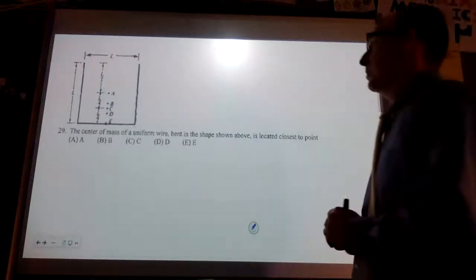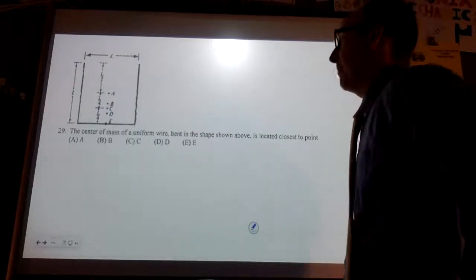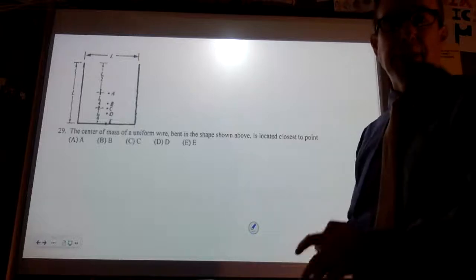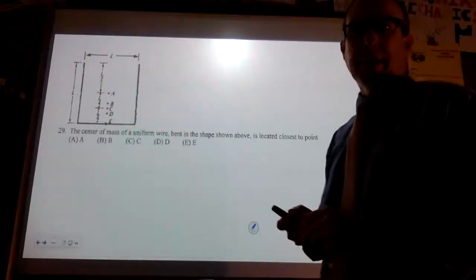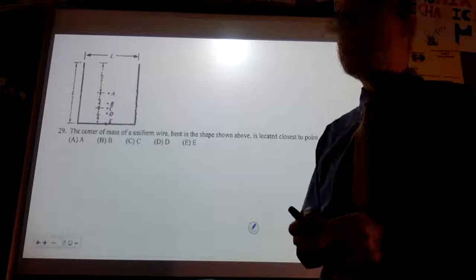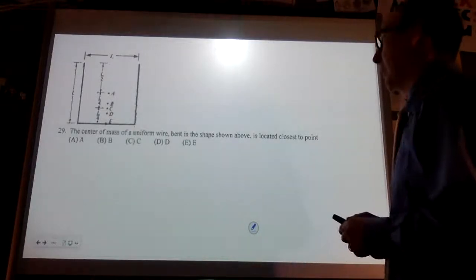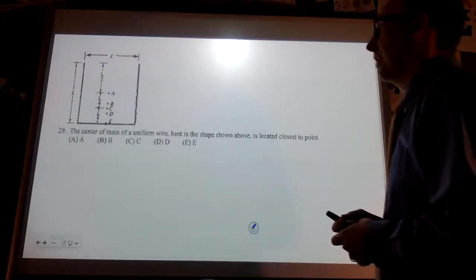All right, more complicated one. We have a wire that is bent. All the sides are equal, even though it doesn't look like it. It looks like it has a higher vertical length than horizontal length, but they're all capital L. The center of mass of a uniform wire bent in the shape shown above is located closest to which point?